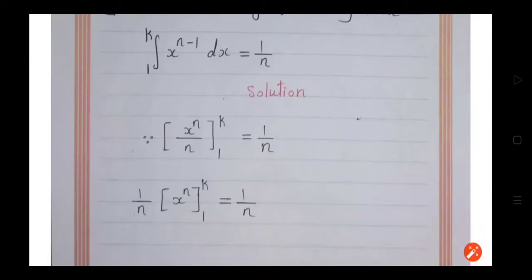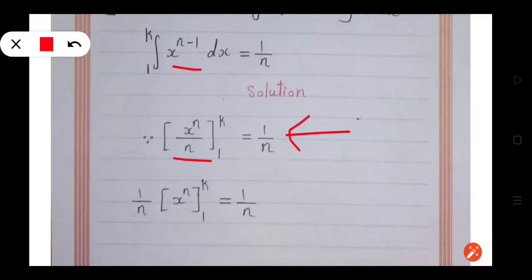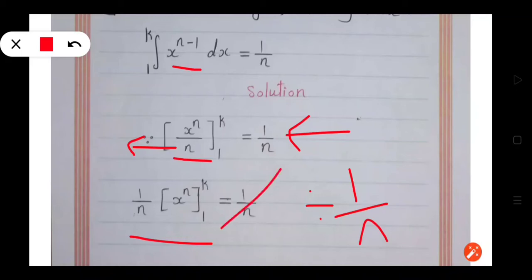Adding 1 to the power, that means that the result of integration will equal x power n over the new power n from 1 to k, also equal 1 over n, the right hand side. We can write 1 over n outside. That means that 1 over n times x power n all from 1 to k equals 1 over n. Divide by 1 over n for the two sides. That means that x power n from 1 to k equals 1.